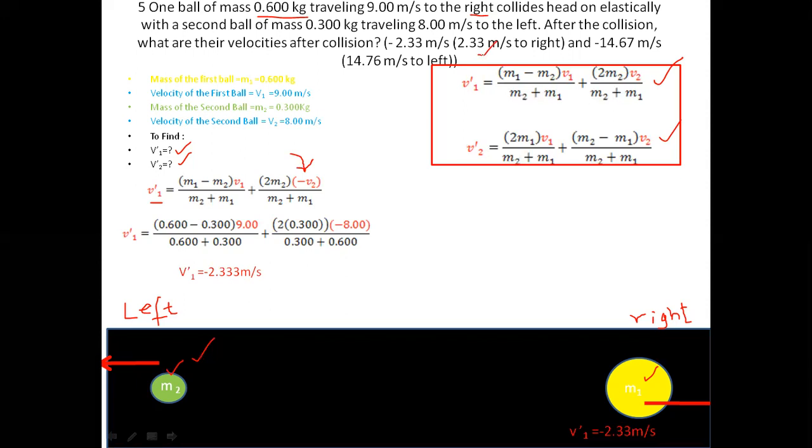And as we know, it basically moved towards the right again. The first body, this m1, moved towards the right again. The negative sign is showing that it moved back.